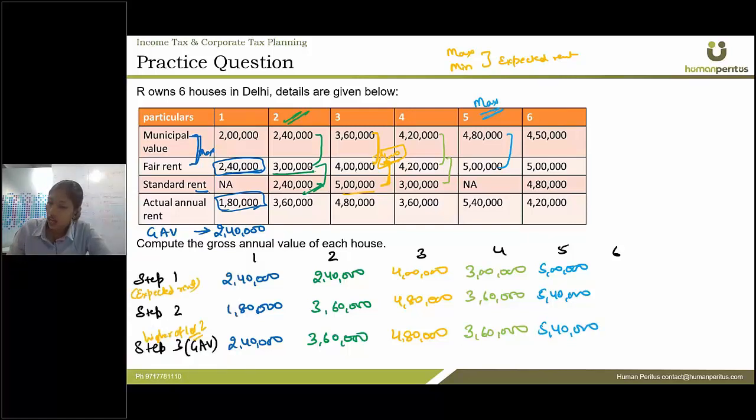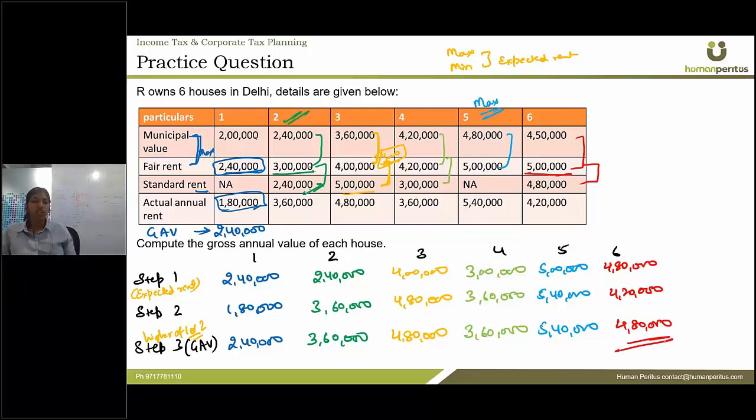And in the last step, again when we compare 4 lakh 50 and 5 lakh, maximum is 5 lakh. Then 5 lakh and 4 lakh 80, so the minimum, 4 lakh 80,000, will be our expected rent. Actual is 4 lakh 20,000. So our GAV is the higher of first and second, which is 4 lakh 80,000. So this is how we calculate GAV in different cases. Is this clear to you?